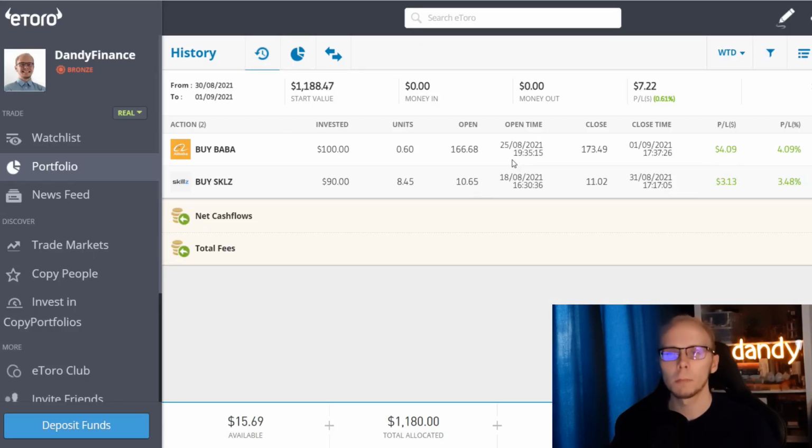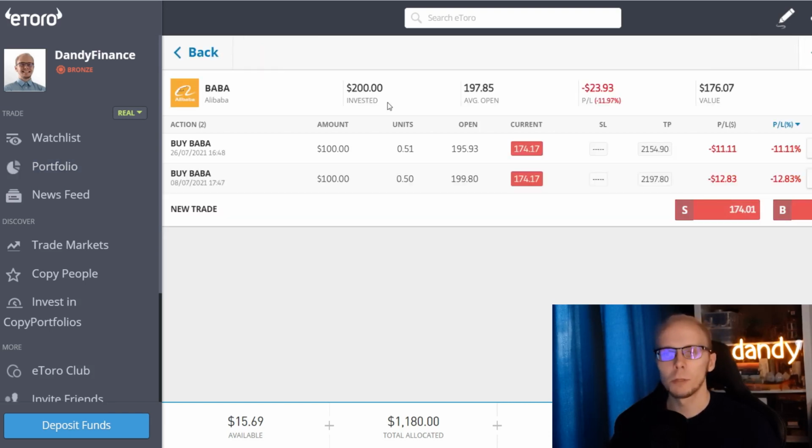I wanted to free up some cash, so on today's jump, I closed out of one trade in BABA. It was started on August 25th at a price of $166.68 per share, and on September 1st I closed it at a price of $173.49. So on the trade we had a profit of $4.09, and that is an increase of 4.09%.